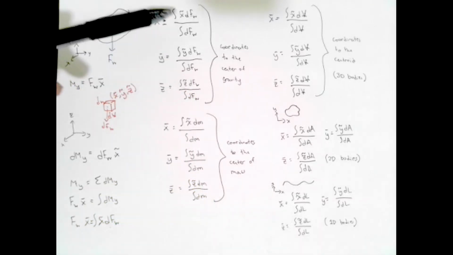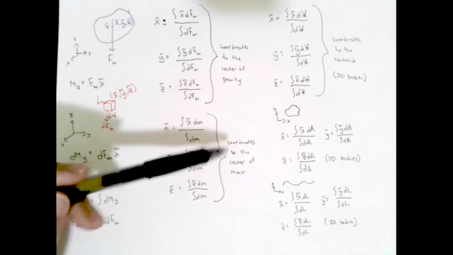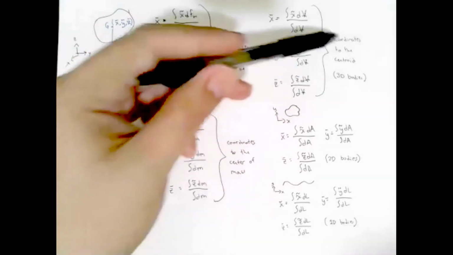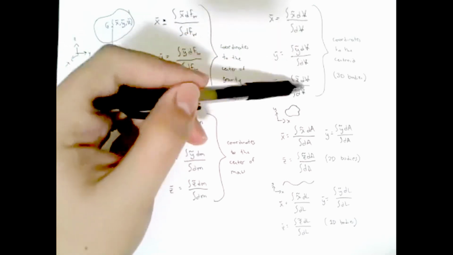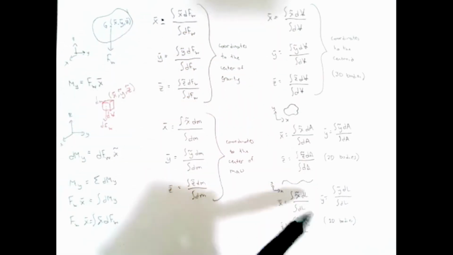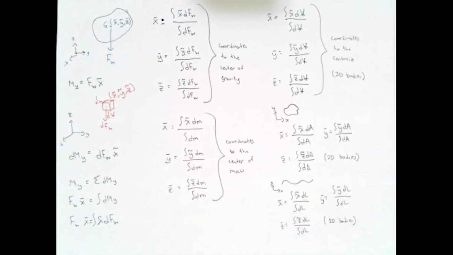So for center of gravity, we use weights. For center of mass, we use masses. And then for centroids in 3 dimensions, we use volumes. In 2 dimensions, we use areas. In 1 dimension, we use lengths. So those are our equations for calculating our centroids and our center of gravity.